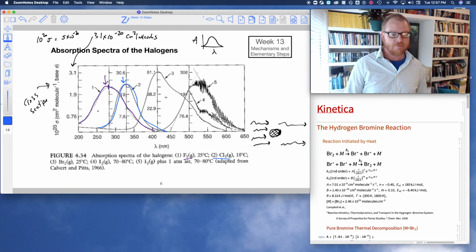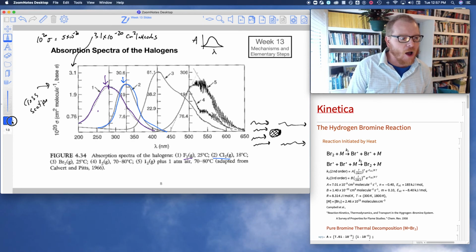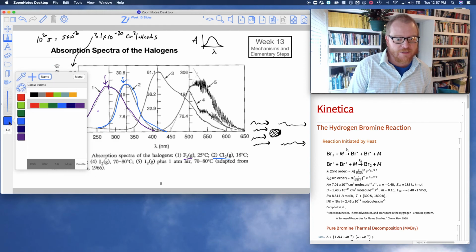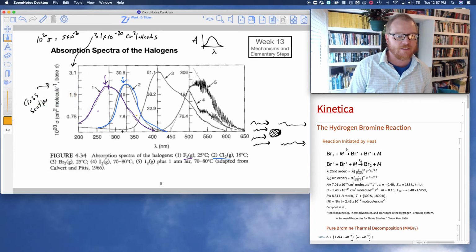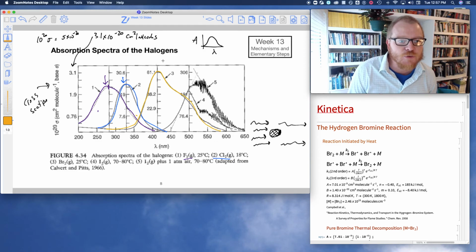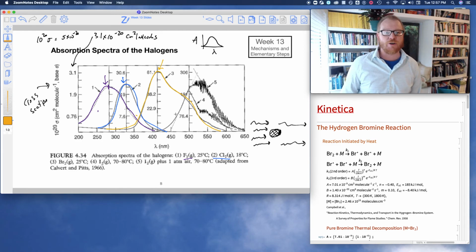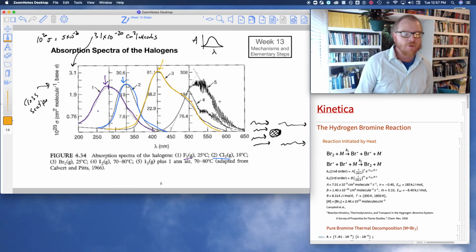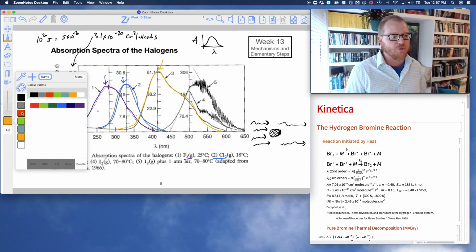All right. And then now let's see here. You can see number 3, hopefully you might guess, is going to be bromine. Let's pick a nice orange color for bromine. All right, so bromine's got that interesting little shoulder right there. So lambda max for bromine is around 400 nanometers or so. And then finally, let's use red.